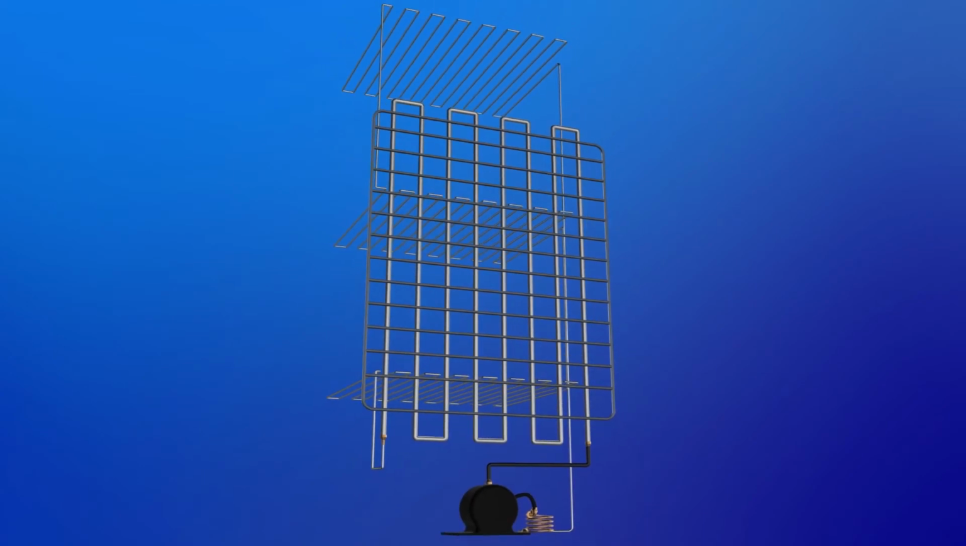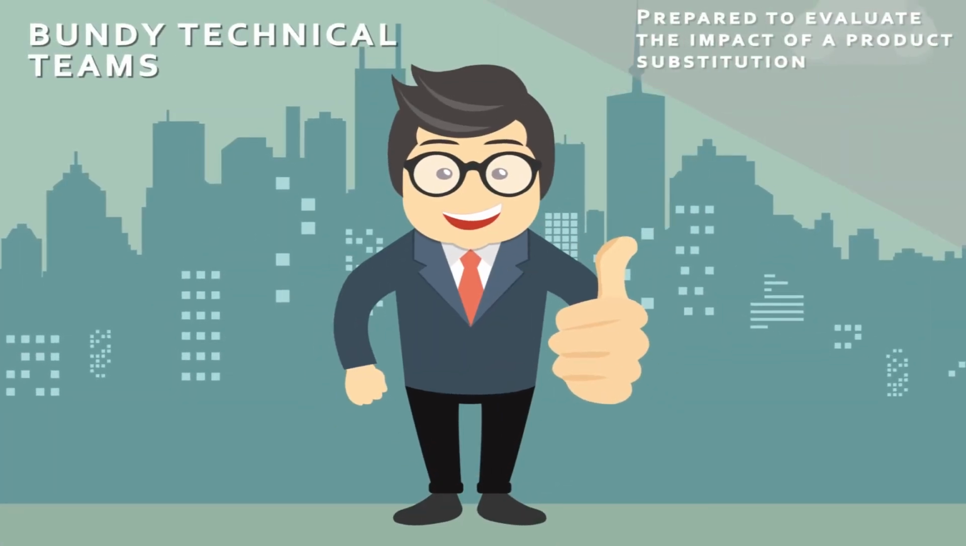Refrigeration system components work together in a perfect balance designed to optimize the system's performance. Bundy technical teams are prepared to evaluate the impact of a product substitution and, if necessary, define the changes required to obtain the optimal performance.